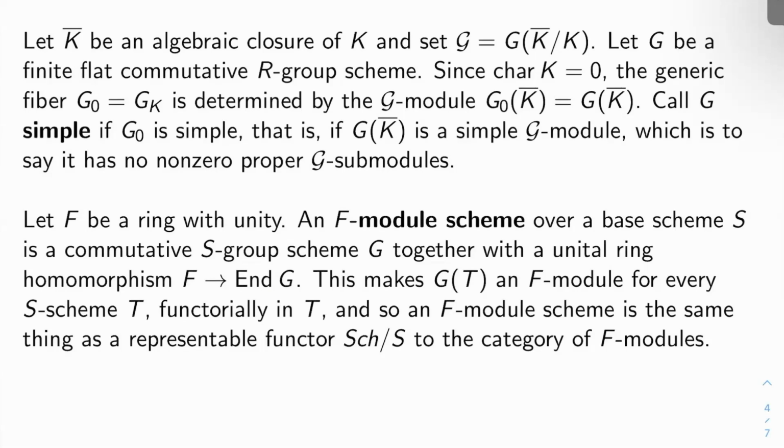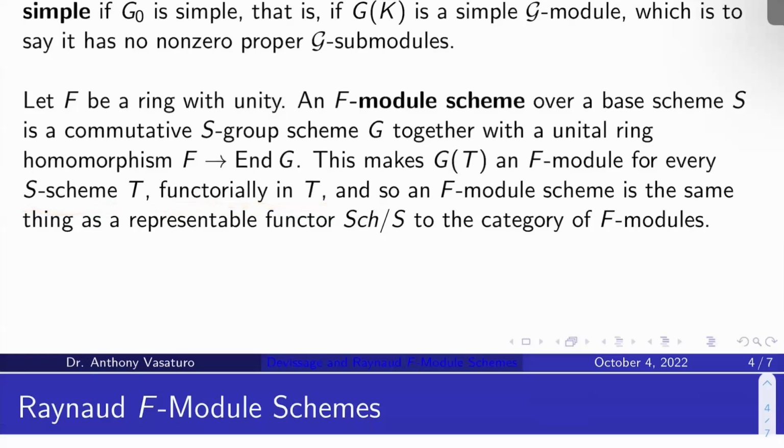Now, notice this, and maybe an even nicer way of thinking about this is that this setup makes G of T into an F module in the ordinary sense for every S scheme T, and this is functorial on T. And the upshot of all this is that an F module scheme is just the same thing as a representable functor from schemes over S to the category of F modules, which is how I think of it personally. If you can think of things in terms of functors, it's usually just easier and nicer to do that.